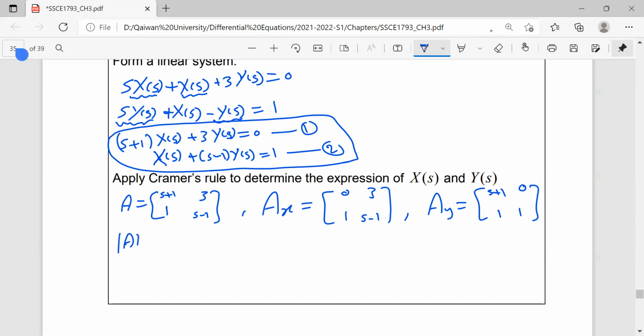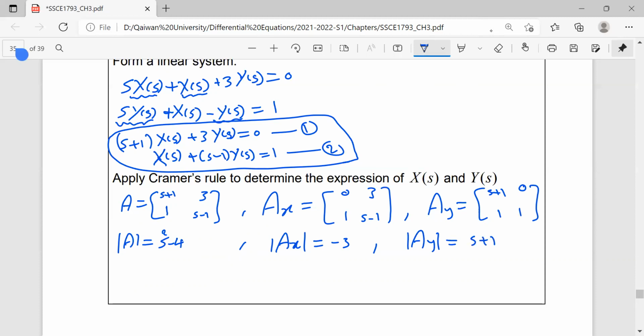Determinant of A equals s squared minus 1 minus 3, which is s squared minus 4. This is s squared minus 4. Okay? And determinant of AX equals minus 3. Determinant of AY equals s plus 1.